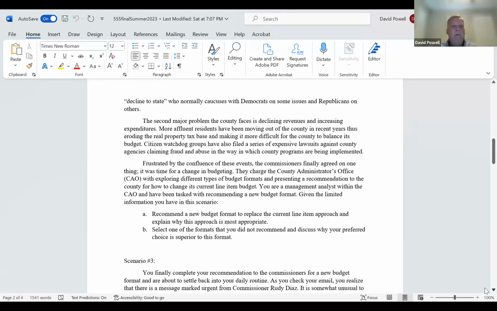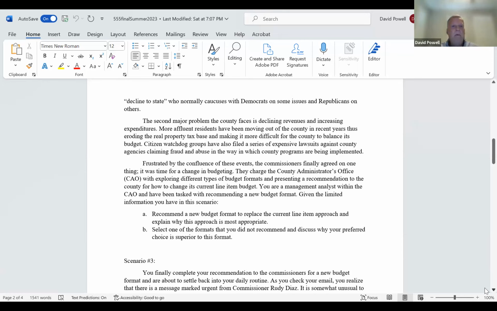Citizen watchdog groups have also filed a series of expensive lawsuits against the county agencies claiming fraud and abuse in the way in which the county programs are being implemented. Frustrated by the confluence of these events, the commissioners finally agreed on one thing. It was time for a change in budgeting. They charged the county administrator's office, the CAO, with exploring different types of budget formats and presenting a recommendation to the county for how to change its current line item budget.